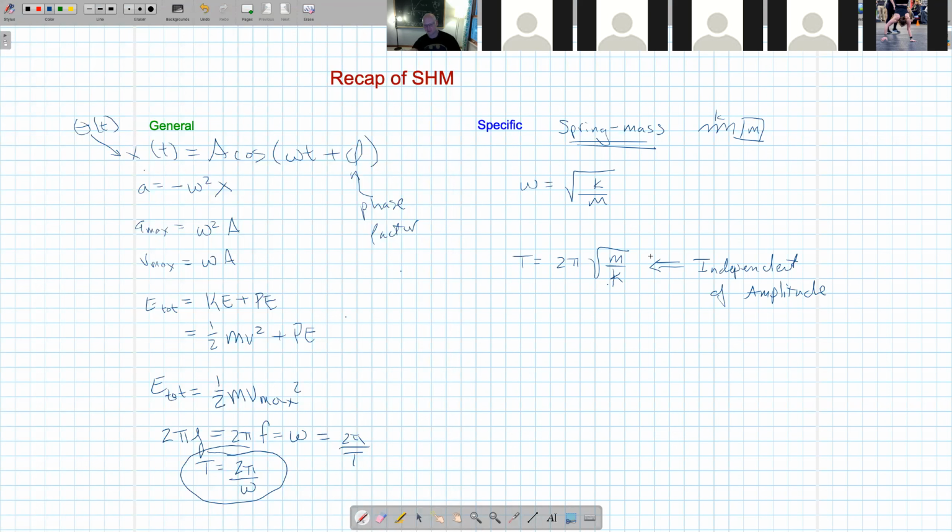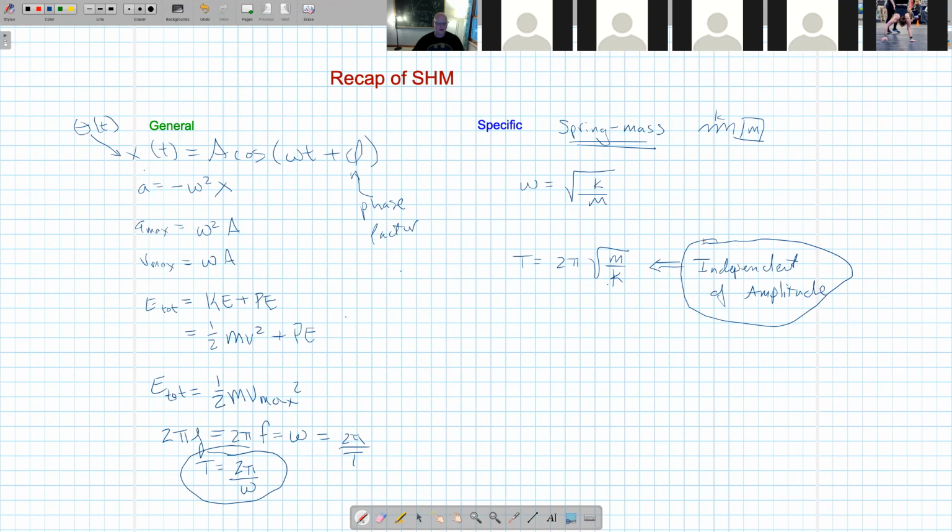So the period for at least the spring mass system is dictated only by the amount of mass that I put on the spring and that spring constant. It doesn't depend on anything else, which is kind of interesting. It doesn't depend at all on this amplitude. So I just wanted to point that out before we actually move further.